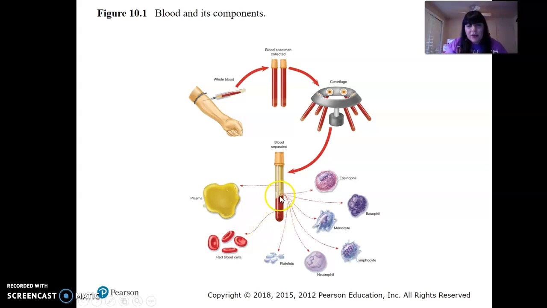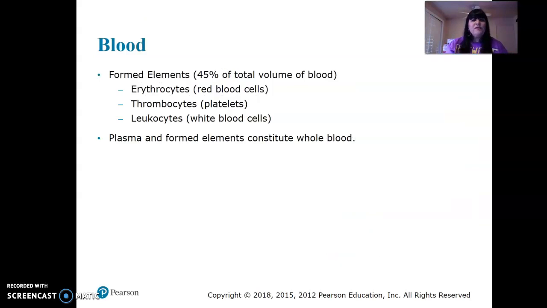There's this part called the buffy coat that has the platelets and the white blood cells. Then the stuff on top, that's the plasma. Plasma is almost completely made out of water. It's like 91% water. And then the other stuff like proteins, lipids, the gases, and so on. So if I go there, 45% of the blood is the cells.